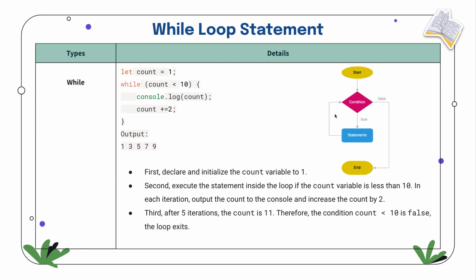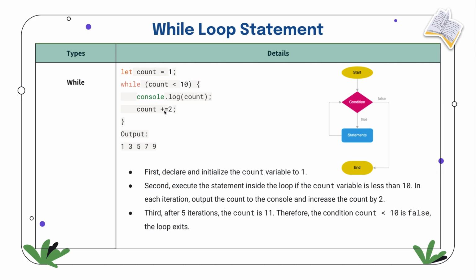Flowcharts. See, start, condition. First check the condition. If it is true, then execute the statement. If it is false, then end. You can see the example: count equal to 1, count less than 10, and then we are doing console.log count, so 1. Then we are incrementing the count this time by 2, not by 1.